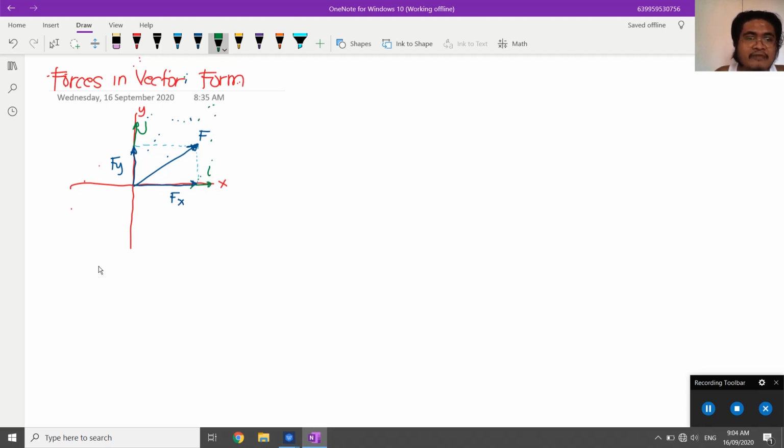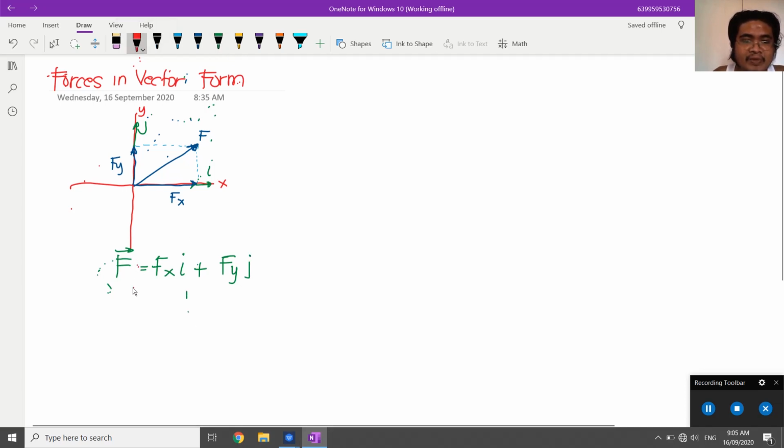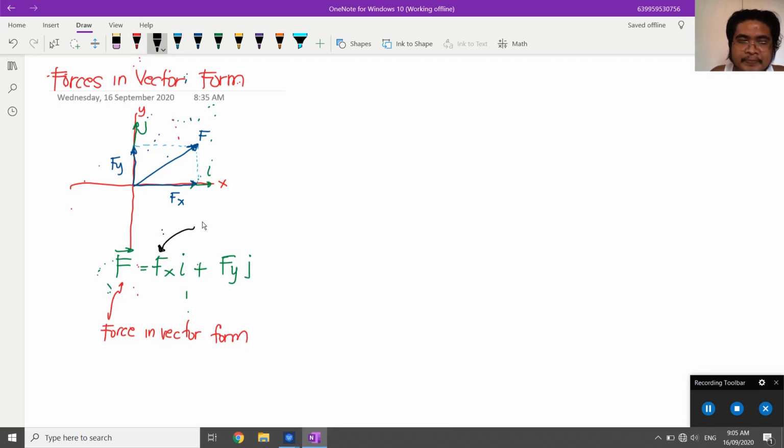So ibig sabihin, this force F sa first quadrant, isusulat natin as F, si vector F, is equal to F of X, I, multiplied ng kanyang direction, plus F of Y, yung kanyang scalar component, multiplied by J. Kung saan, ito yung force in vector form. Ito is yung scalar component kasama ni F of y. Pero pag itong dalawa ay pinagsama mo, ang tawag na dyan ay vector component na.